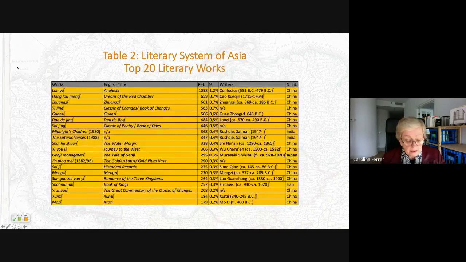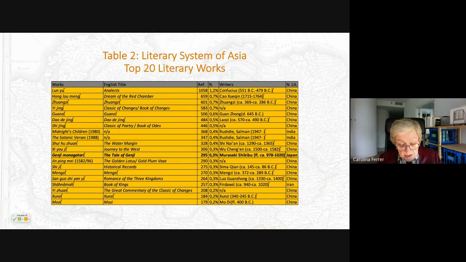Table 2 presents the top 20 literary forms from Asia. Again, the majority is Chinese, followed by India, Japan, and Iran. In this case, there is one work that is signed by a woman, which is the Japanese Murasaki Shikibu.